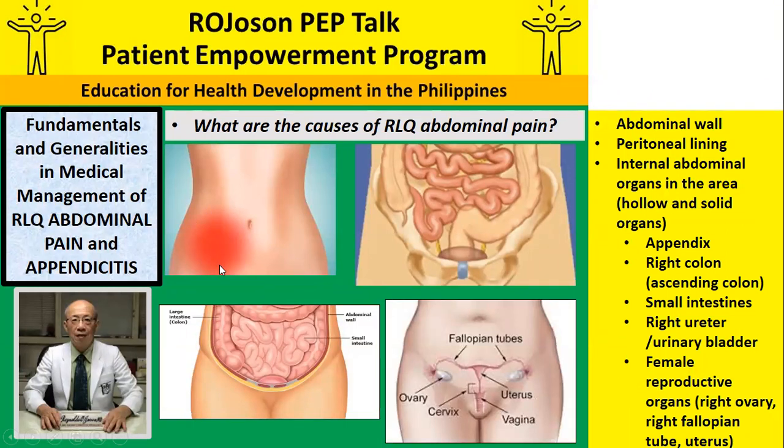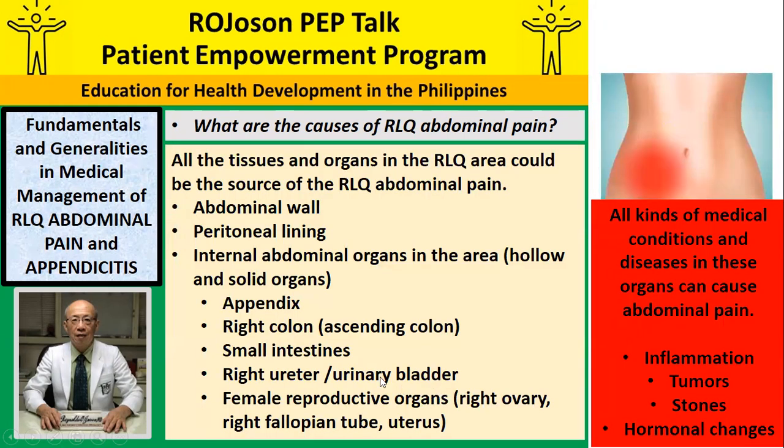So here, right lower quadrant pain. You can see hollow organs here. Small intestine in this area, large intestine, appendix. The uterus, the bladder here. Fallopian tubes on the right side, and the ovary. All kinds of medical conditions and diseases in these organs that I mentioned can cause the abdominal pain. So the general kinds of medical conditions and diseases are classified into four: inflammation, tumors, stones, hormonal changes. These are the four common medical conditions that will affect the organs in this particular area. There could be more.